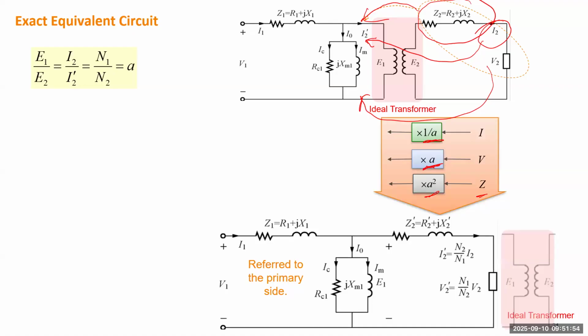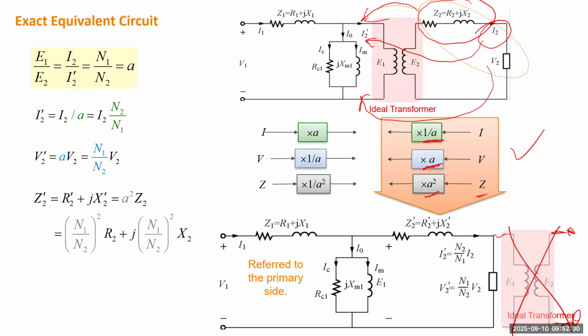You simply move every component, keeping the topology and structure, and put them on the left-hand side of the ideal transformer. For the values of impedance, current, and voltage, you utilize this transformation to get their transformed values. Then the ideal transformer on the right-hand side becomes an open circuit, so you can get rid of it. So you get a single circuit representing both windings of the transformer.